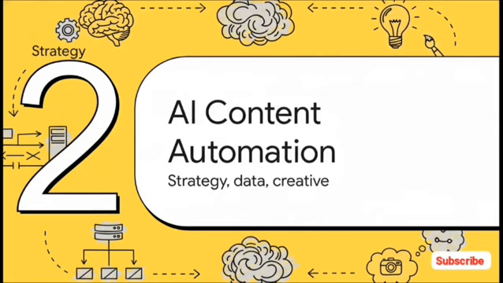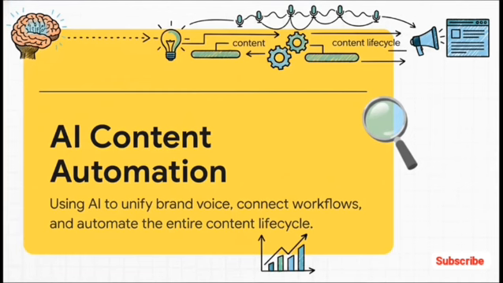Well, a whole new kind of technology is popping up to do just that. AI content automation. And listen, this isn't just about writing a blog post a little faster. No, this is about changing the entire game by tying your strategy, your creativity, and your data all together. So what is it really?